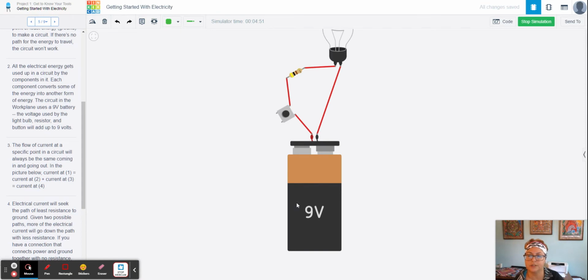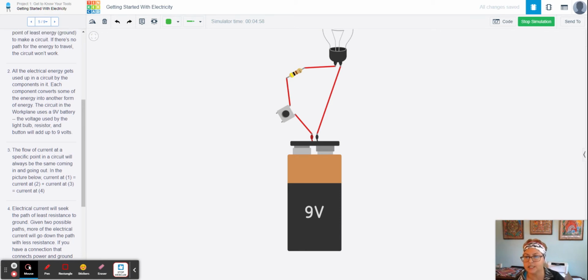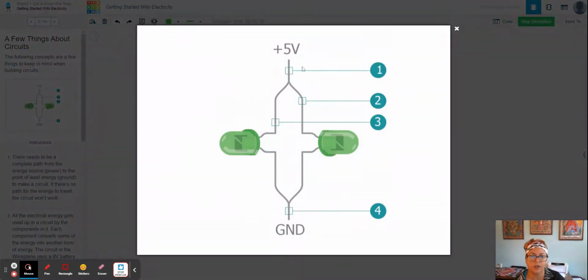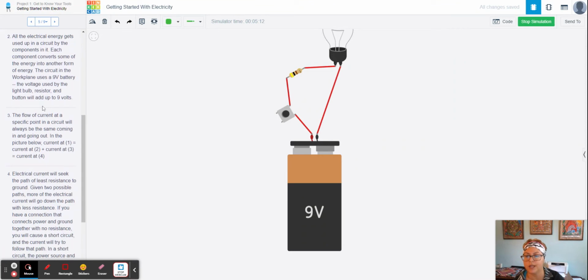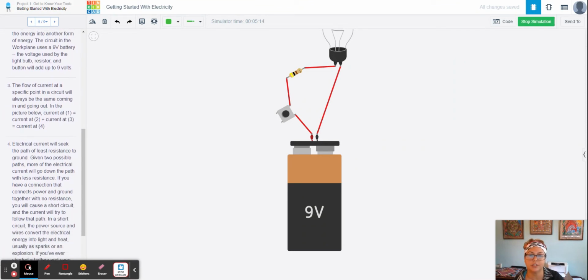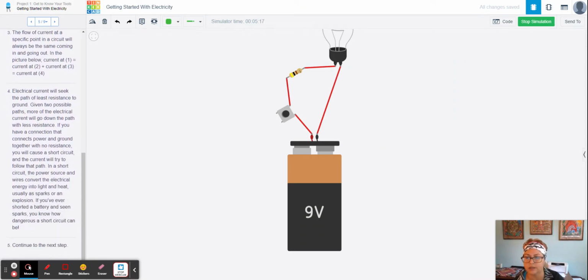So the flow of current at a specific point in a circuit will always be the same, okay? Coming in and out, just like it says here. It's always going to be going like this, coming from the source, going down this wire to the components and out ground, okay? Remember, highest potential, lowest potential. It always is going to flow that way. All right, always going to seek the path of least resistance, okay? So keep that in mind.